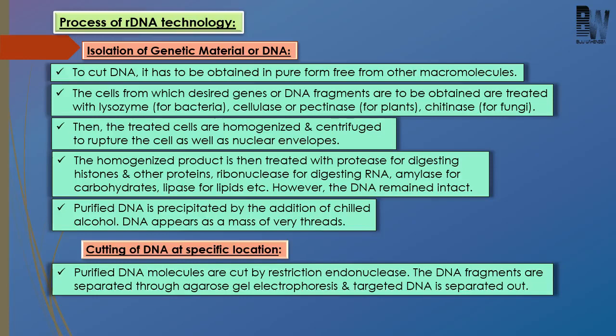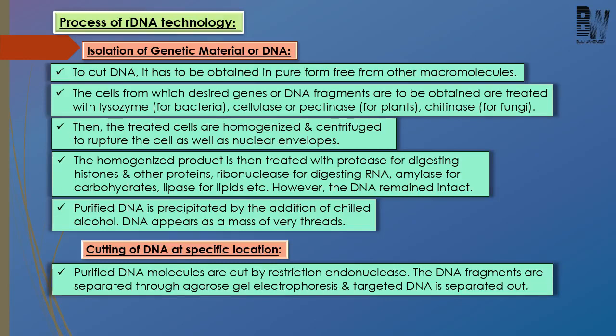So for recombinant DNA technology, the first step is isolation of genetic material, that is to extract the DNA from the donor. And here the main challenge is that this DNA needs to be extracted in pure form. DNA is never present in pure form, but still it needs to be extracted in pure form. So we will study how this DNA is extracted in pure form, okay?